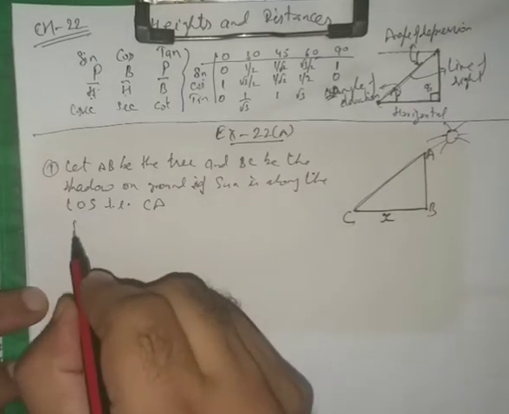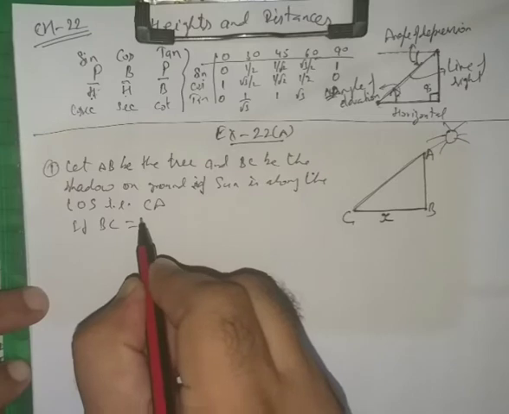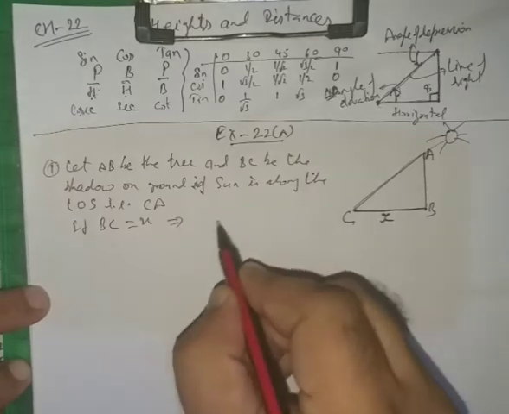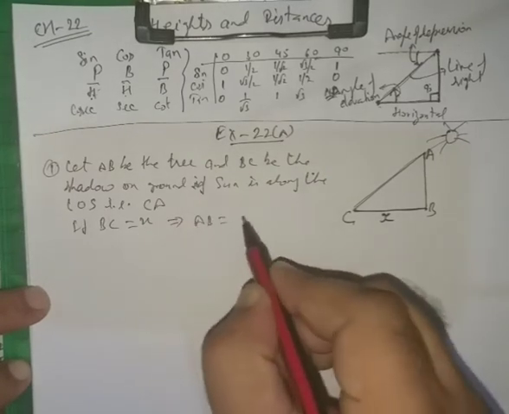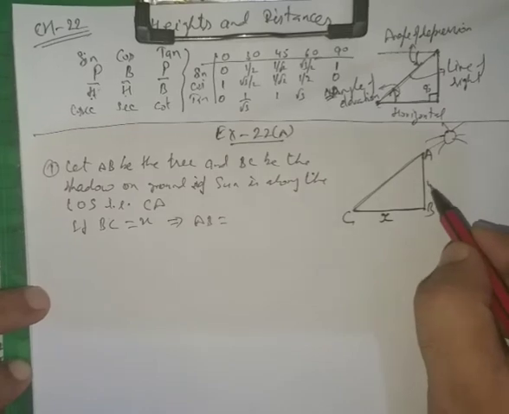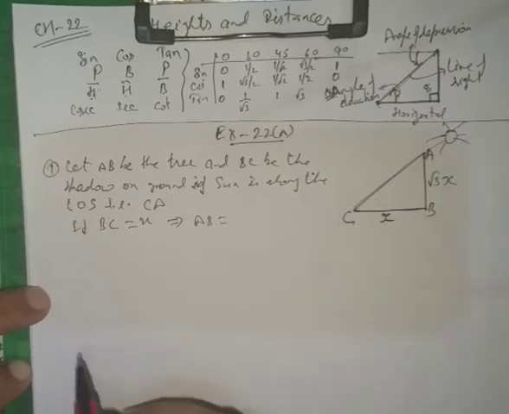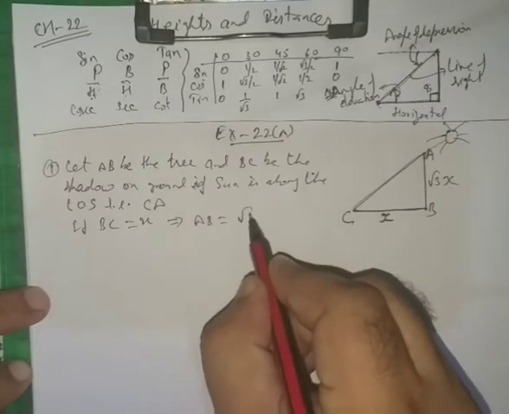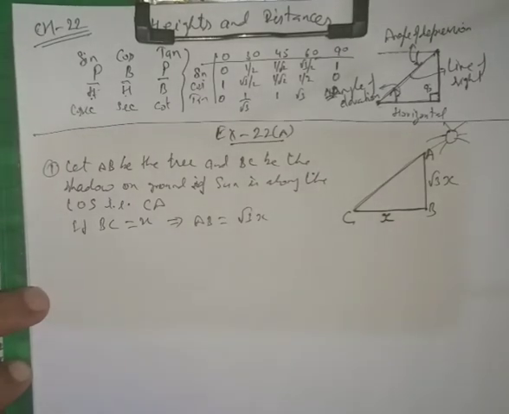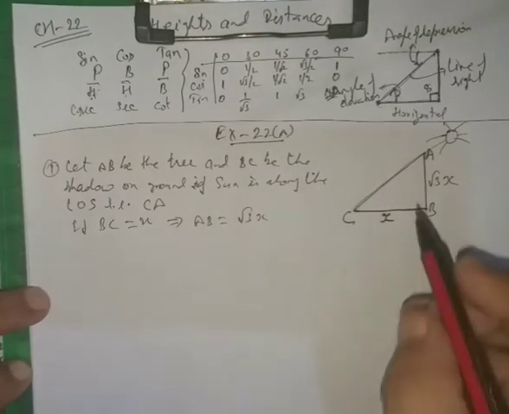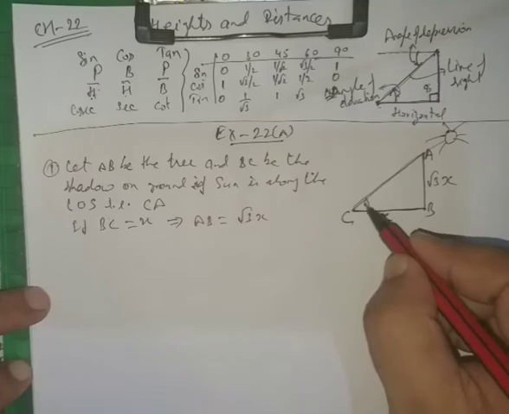so if BC is equal to X, then AB will be equal to root 3 times the length of the shadow. So this will be root 3x. So then AB is root 3x. We have to find the angle of elevation, means we have to find this angle.